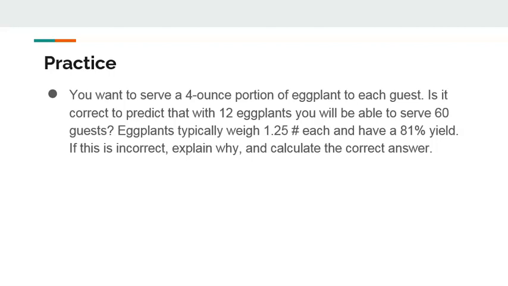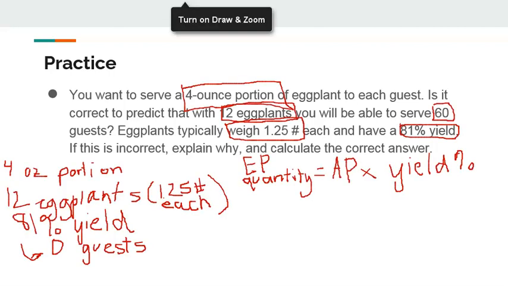So the first step is to circle all of the important information. 4-ounce portions, 12 eggplants that weigh 1.25 pounds each. We're serving 60 guests, and there's an 81% yield. And once again, I always write this over here in the corner so I can easily spot it. So the formula we're using here is edible portion quantity equals as purchased times the yield percent as a decimal.